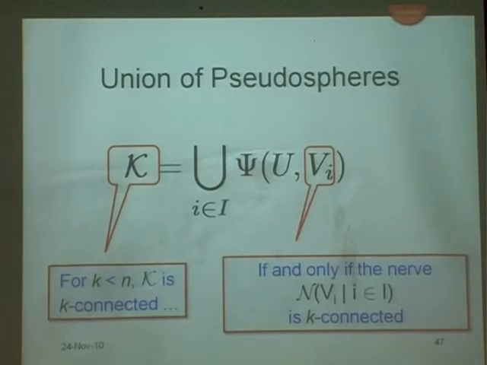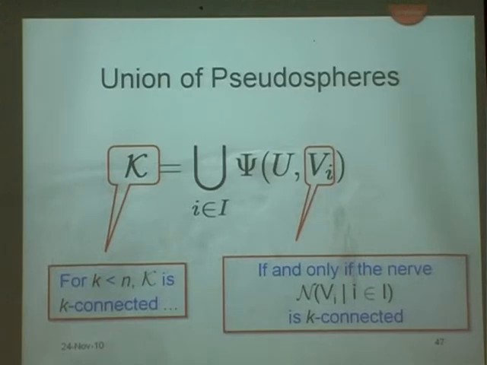V_i is an arbitrary set. The union of the V_i's is another arbitrary set. But what is a nerve? Well, each V_i is a vertex of the nerve, and V_i and V_j are in a complex if they have a non-empty intersection. And so the pattern in which the V_i intersect is the nerve. And if the way these intersect itself defines a k-connected complex, then the result of taking pseudospheres over it is k-connected.